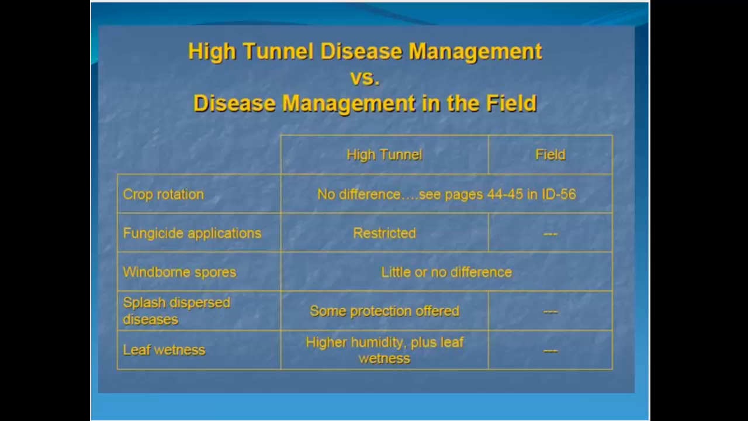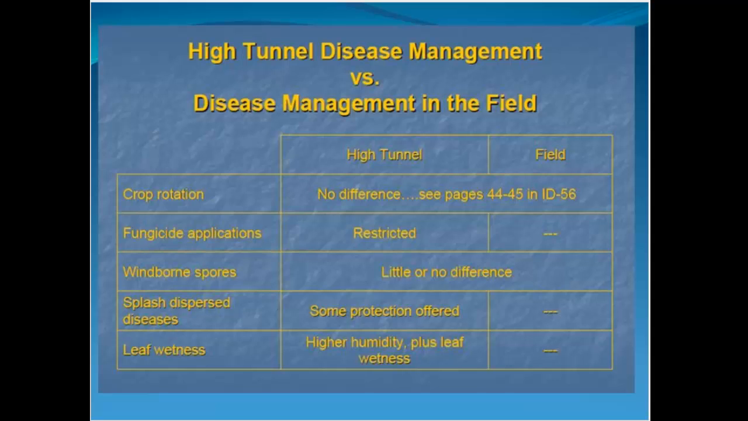And this is a slide that talks about, I think probably most of you have raised things in the field before, and there are some differences between management of disease in a high tunnel versus management of disease in a field environment. This is a slide I borrowed from a presentation that was given by a gentleman from Purdue. If you look, crop rotation, it talks about seeing pages 44 to 45 and ID 56. We're going to look at those in a little bit, and you'll better understand what that means. Fungicide applications are perhaps a bit more restricted in a high tunnel than they are in outdoor settings.